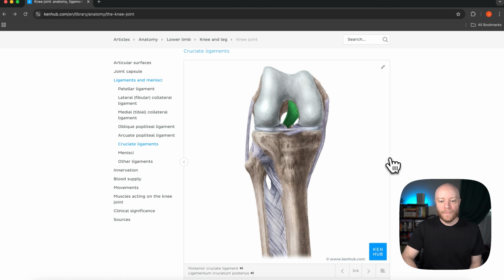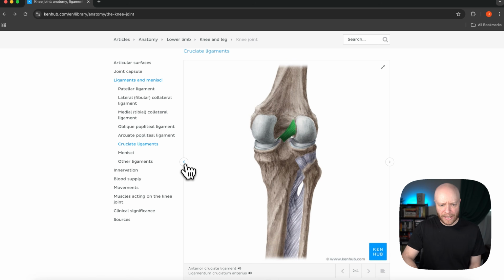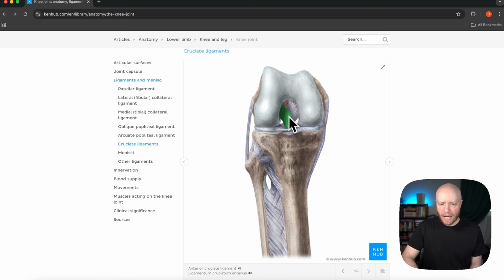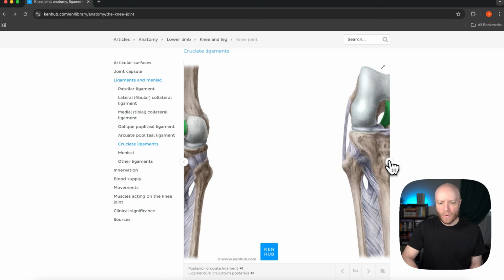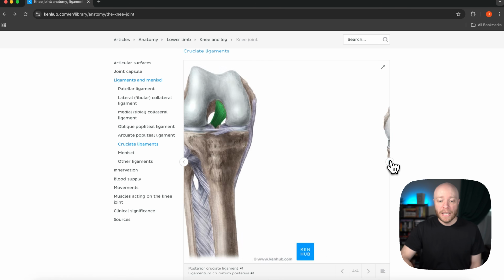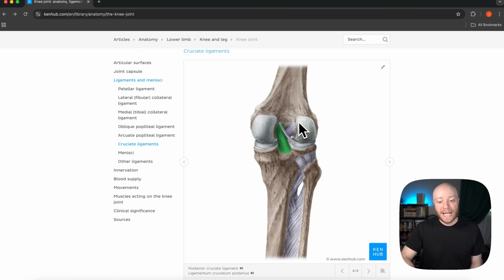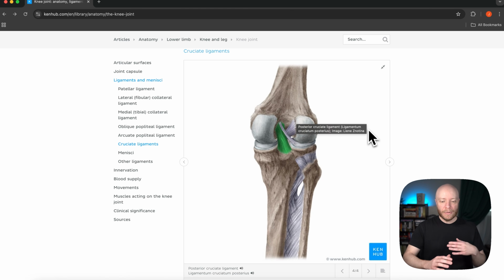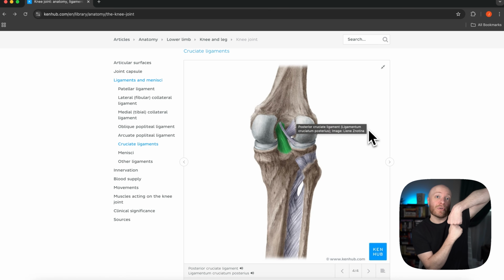So then what we could do is see this view of the PCL. I'm going to go back and show you the difference here. ACL is going this way, but you can see the PCL behind it. Then if I come over, here's the PCL, but we've removed that ACL so you can better see the PCL. And then we can also see it from this view, but now we can see that ACL as well. And the PCL is going to prevent the exact opposite. It's going to prevent a posterior translation of the tibia in relation to the femur.